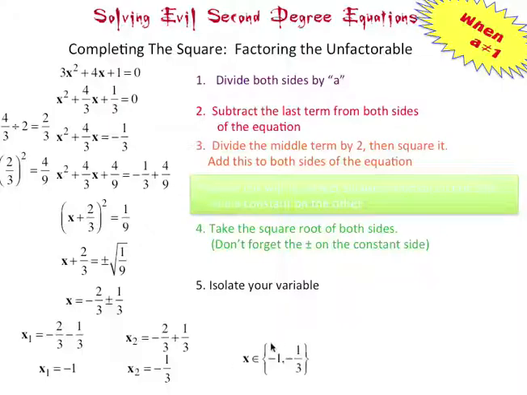Okay, and you can also write this in a brace bracket. So x is a member of negative 1 and negative 1/3. Remember, put the smallest integer on the left and the bigger one on the right. And there you go. And that's it for second degree equations.